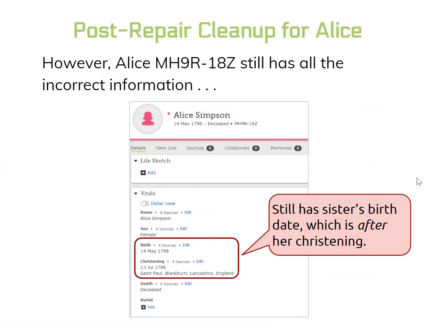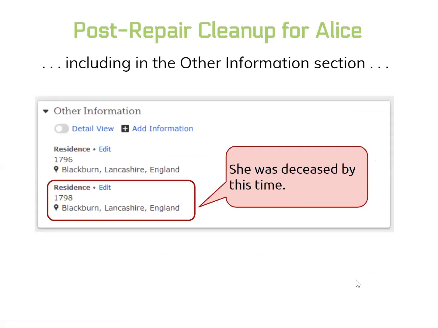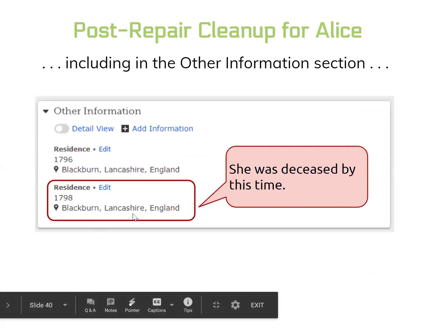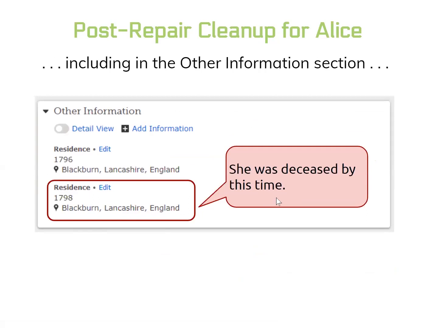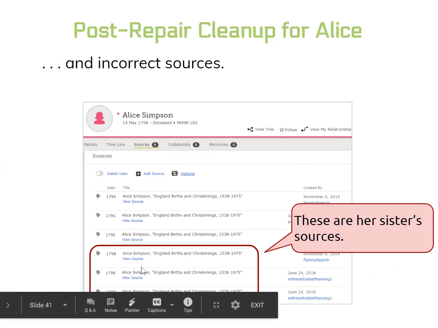But when we look at her sister 18Z, she still has all the incorrect information. So she's still got her sister's birth date, which is after her christening. She still has an incorrect residence in the other information section, and our gal was deceased by 1798. Remember, she died in 1797. And then also these 1798 sources are her sister's sources, not hers, because she again was born in 96, died in 97.